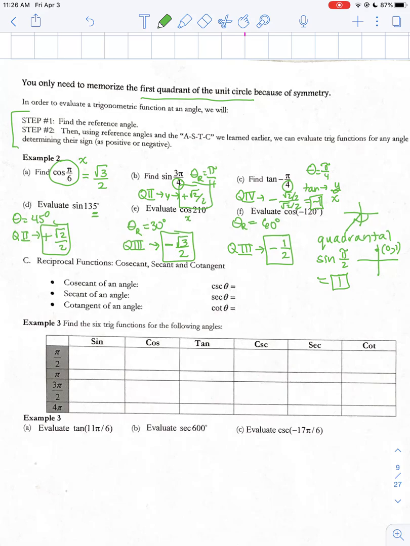So for example, if you were asked for cosine of negative pi, that would put you at the negative x-axis, where the coordinate point is -1, 0. Cosine is x, and the x value is -1.